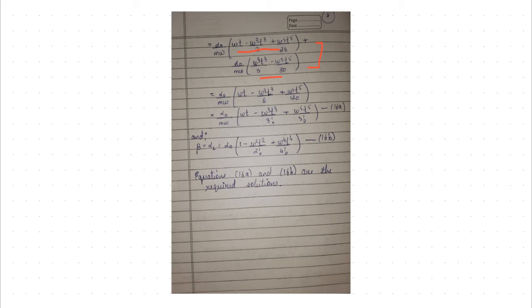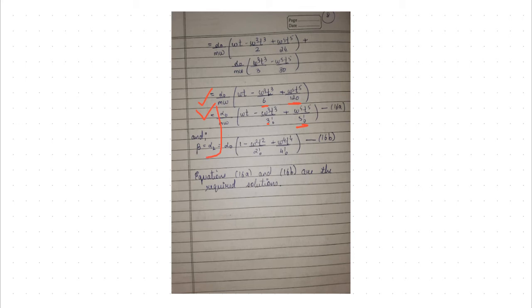After solving all these equations, this and this can be solved together, and even these terms can be solved together. Finally, after solving them, you will get this equation, which is alpha naught upon m omega in brackets, omega t minus omega cubed t cubed upon 6 plus omega to the power 5 t to the power 5 upon 120. We know that 6 is nothing but 3 factorial and 120 is nothing but 5 factorial. Hence, replacing 6 by 3 factorial and 120 by 5 factorial, you have equation number 16a.